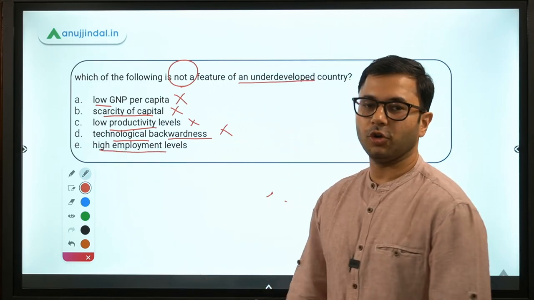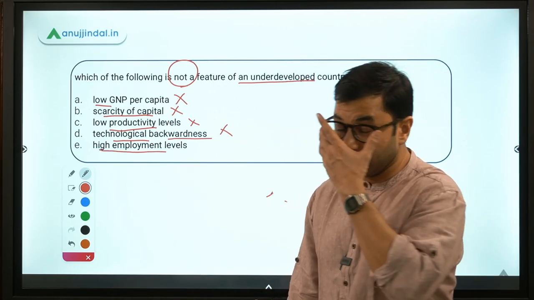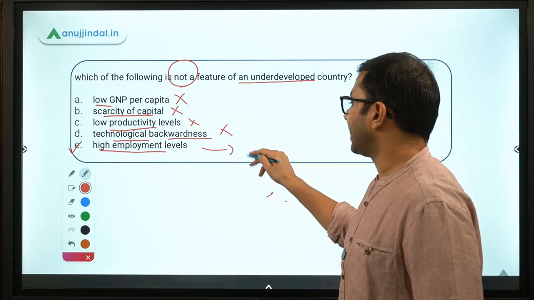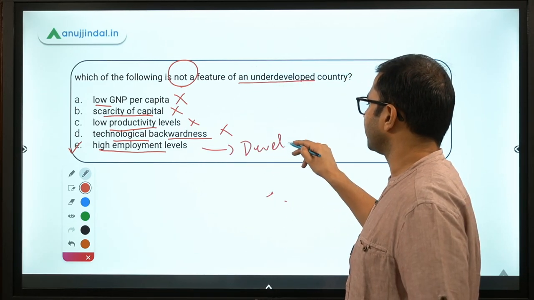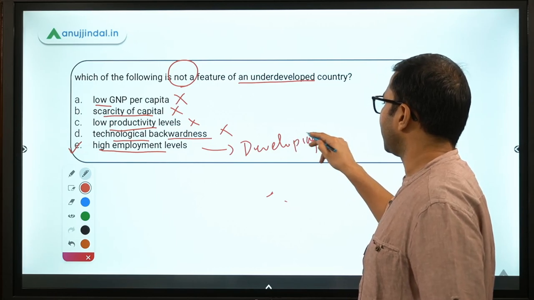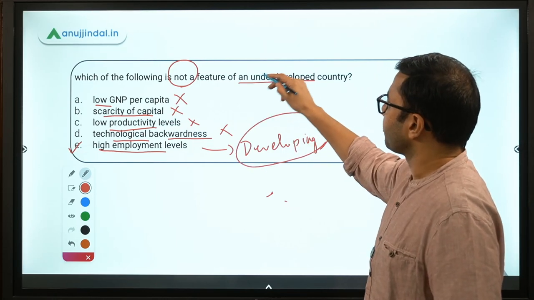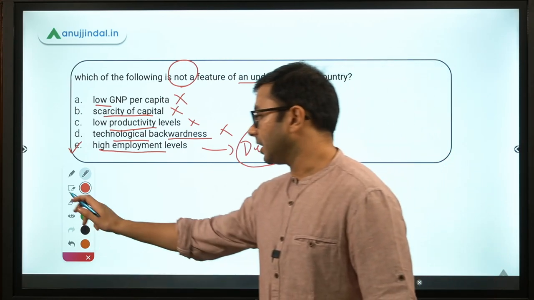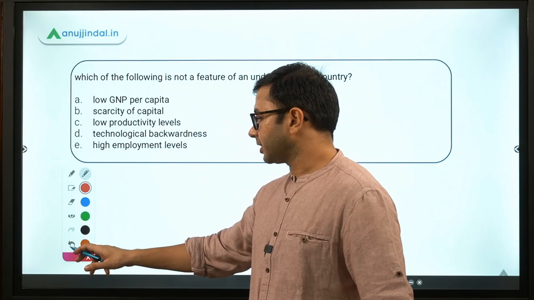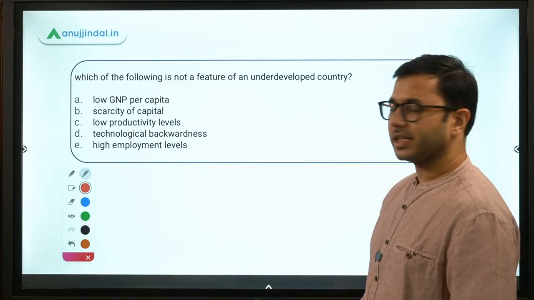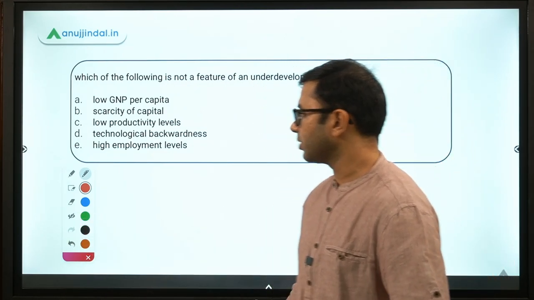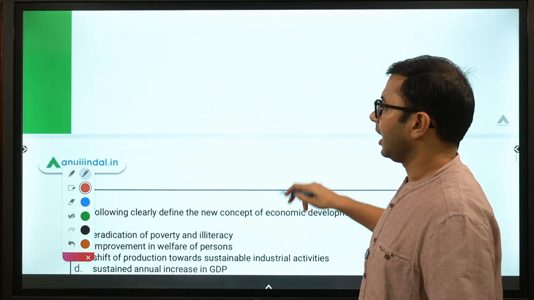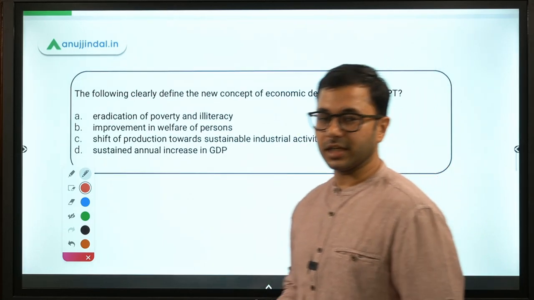High employment, not unemployment. We are saying high employment. If there is high employment in the nation, that means it is developing. Even if we don't want to say it is developed, we can say that it is going in the right direction. So it is not a feature of underdevelopment. It is a feature of a developing economy. Okay, I hope that's clear. Let's move to the next question. So the answer to this question is E, high employment levels. Very simple question. I hope you marked it correctly.